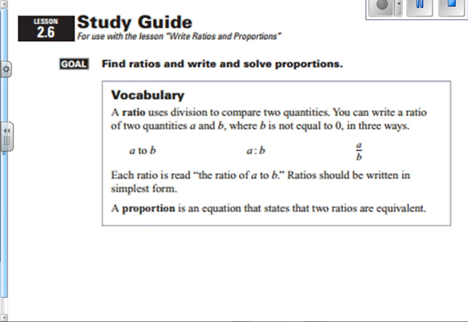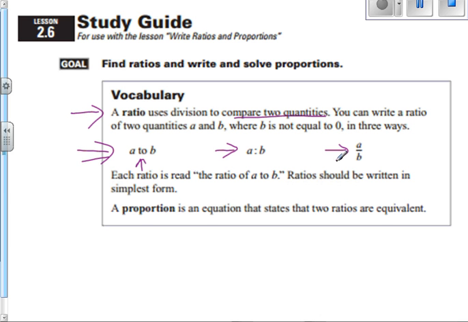We've got a few vocabulary words here. So actually, what is a ratio? A ratio uses division. It's a comparison between two quantities. You can write the two quantities in three different ways. You can use the word to, A to B. That's a ratio. You're comparing two quantities there. You can write it as A colon B, and you can write it as a fraction, which is typically how you see it, A over B.